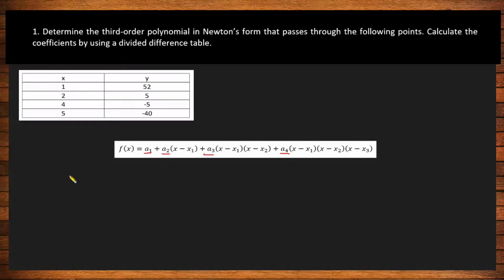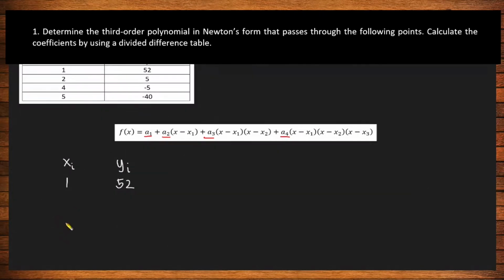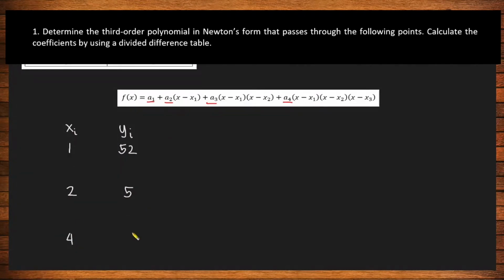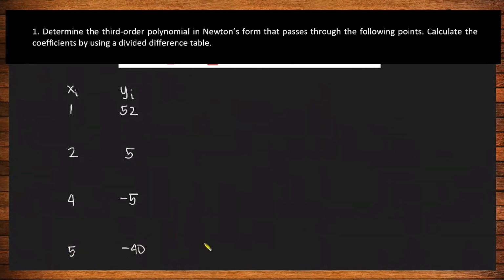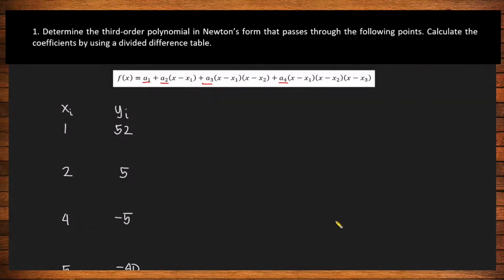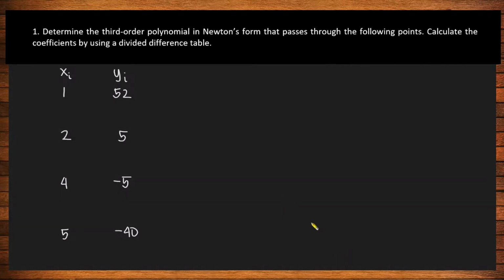So, first na gagawin nyo when making this table is to write our given data points. So, in our first column here, ilalagay natin yung value ng x, and then sa second naman, yung value ng y. So, again, yung value ng first coefficient a sub 1 natin will be equal to y sub 1. So, yung value ng first coefficient a sub 1 natin will be equal to 52.